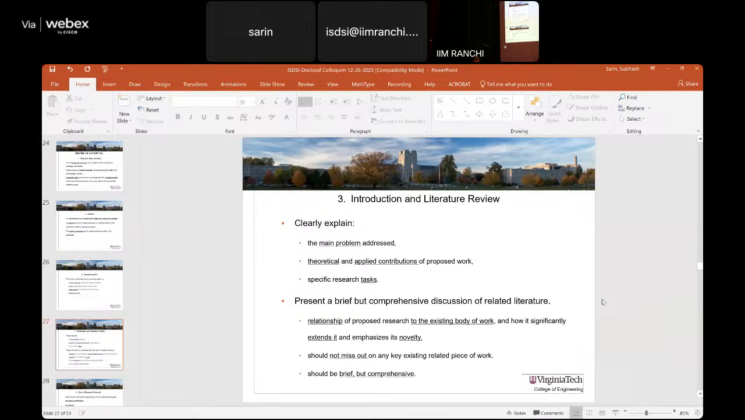The next section is typically the introduction and literature review, which should have a clear explanation of the main problem to be addressed, theoretical and applied contributions to be made, and the tasks that you're going to perform to do the work. Present a brief but comprehensive discussion of related literature. So you have to show that you are aware of what the state of the art is, and you are going to advance that state of the art.